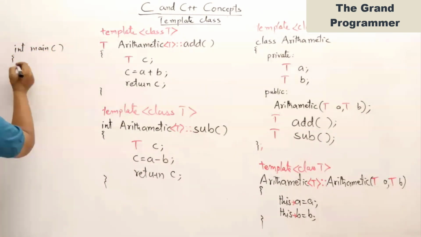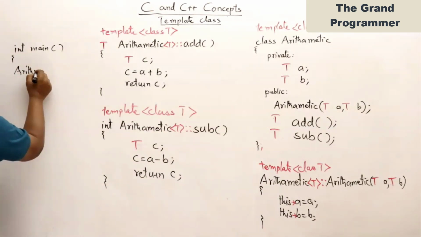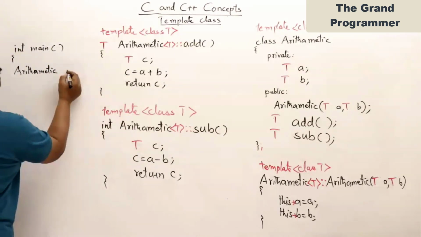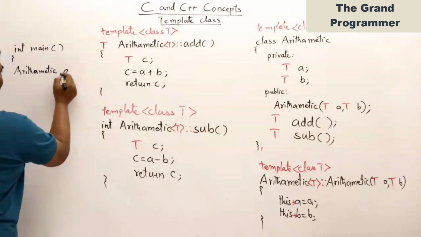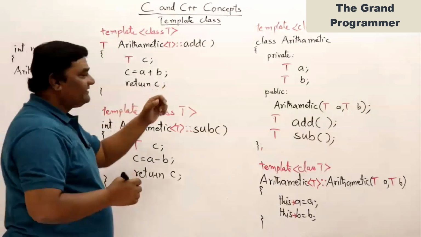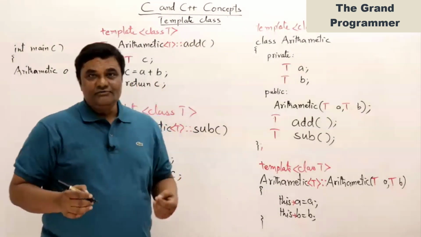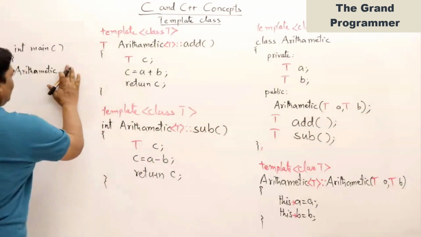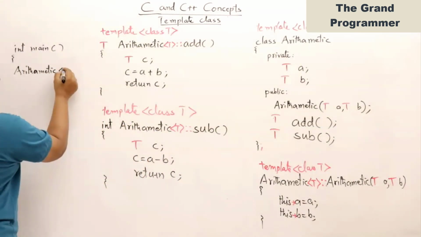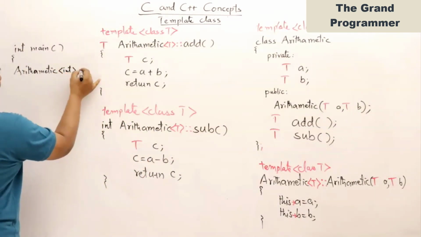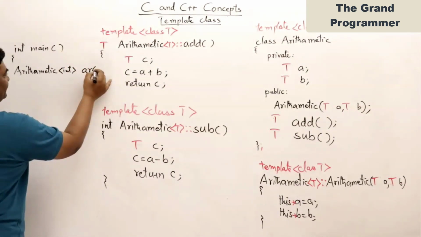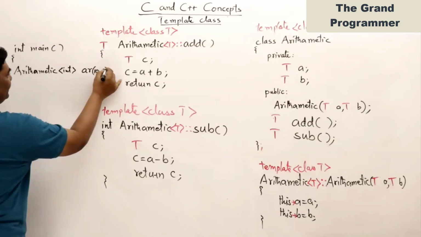Now in the main function, I am creating an object of arithmetic. I will create an object named A. Now arithmetic is a template. So which type of data members do you want? Integer, float, double, which one? Here along with the class name, I should write down the data type, int. Now I will call this object AR and pass the values 10, 5.